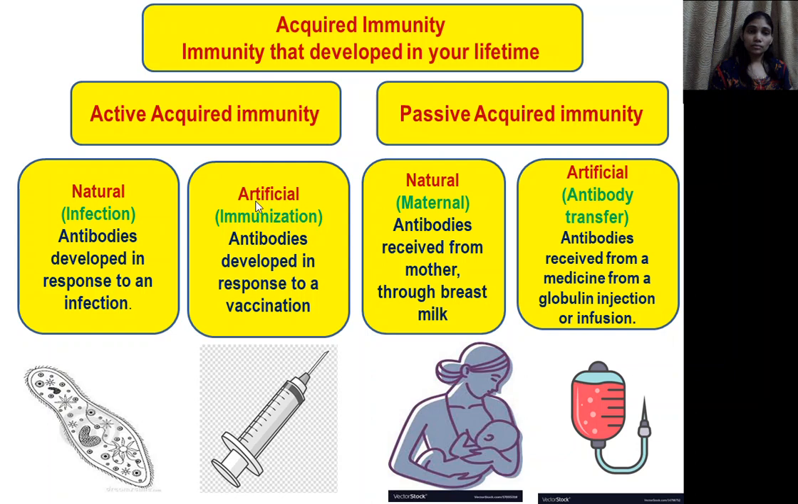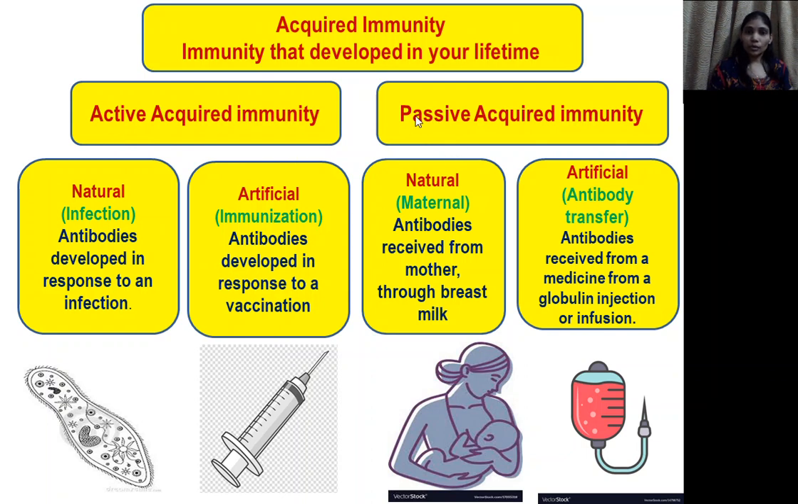But what is artificial? It means the antibodies are formed, but artificially. Artificially means immunization, so antibodies develop in response to vaccination. No pathogens enter our body. Instead, vaccination is given by humans to produce the antibodies within our body. So here is the natural way, the pathogens, and here is the artificial, that is the vaccines. These are the types of active immunity.